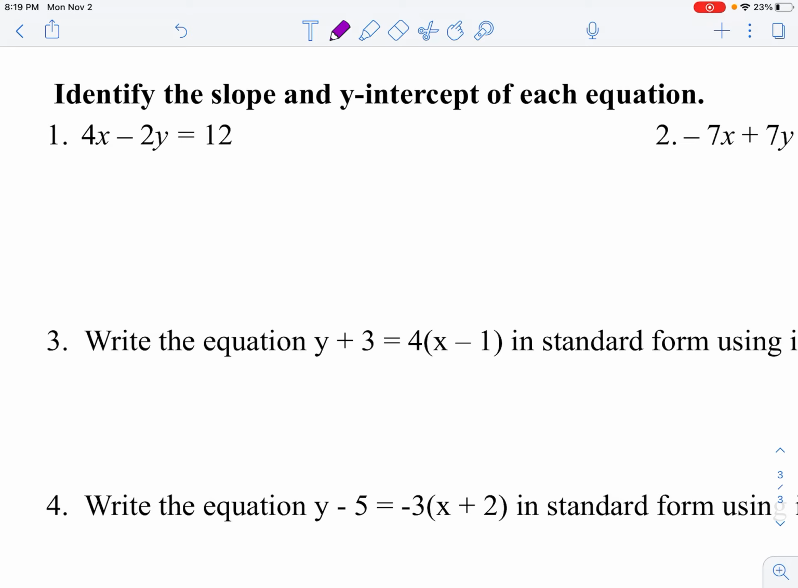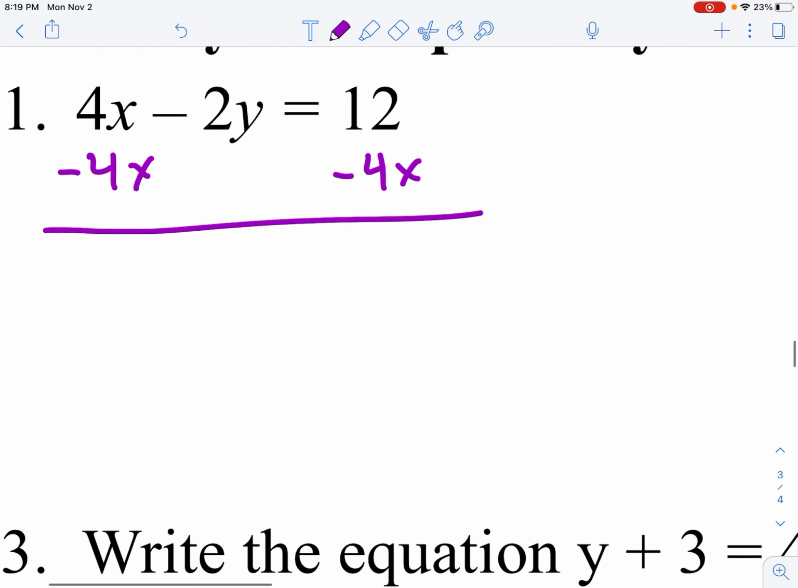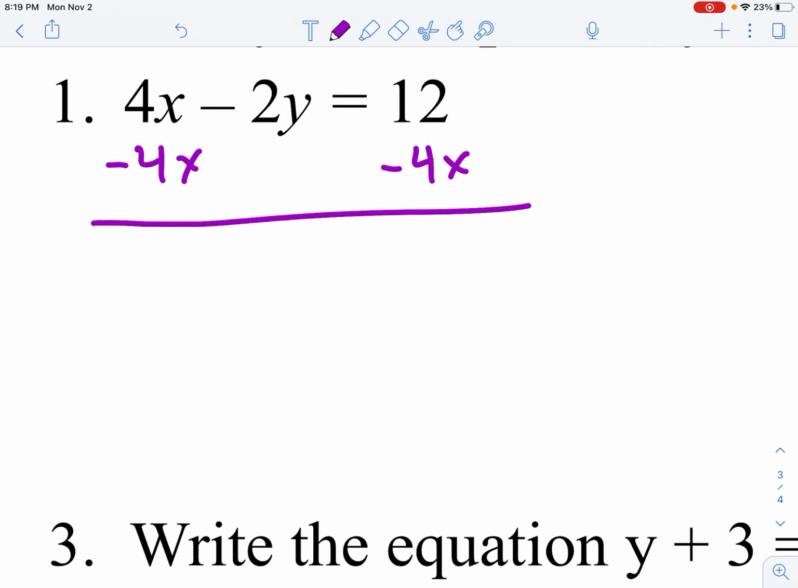We have to actually change this equation around to slope-intercept form to be able to see the slope and the y-intercept. To do that, all we have to do is solve for y. So subtract 4x from both sides. Maybe I'm going to zoom in just a little bit. Okay, subtracting 4x on both sides cancels that out.